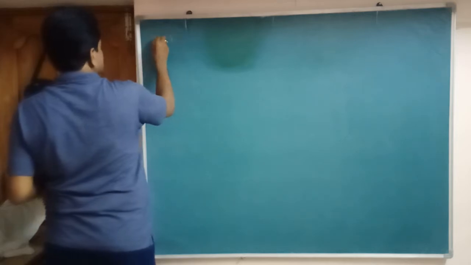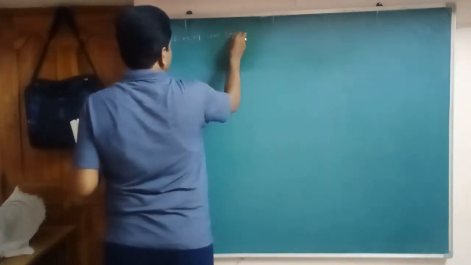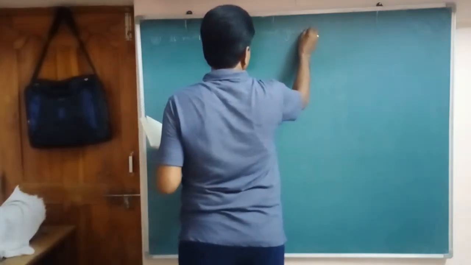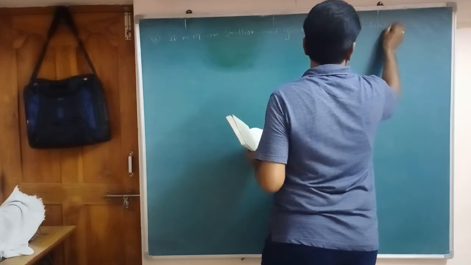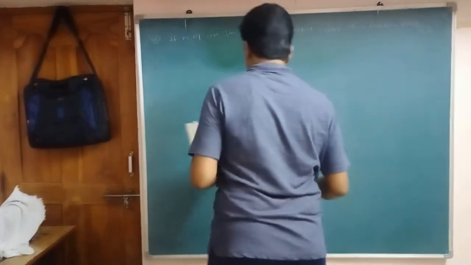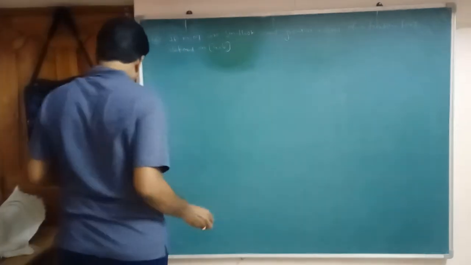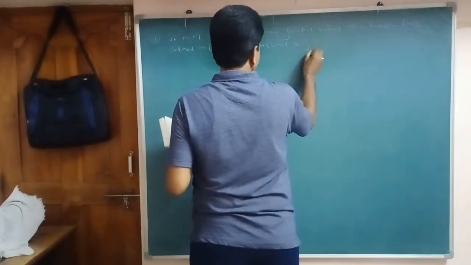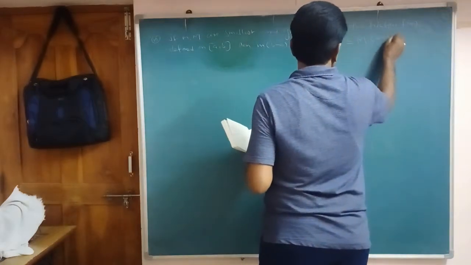Next concept here: if small m and capital M are the smallest and greatest values of a function f of x on the closed interval a comma b, then small m times b minus a is less than or equal to integral a to b f of x dx, which is less than or equal to capital M into b minus a.